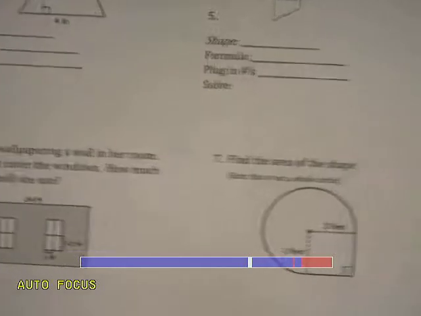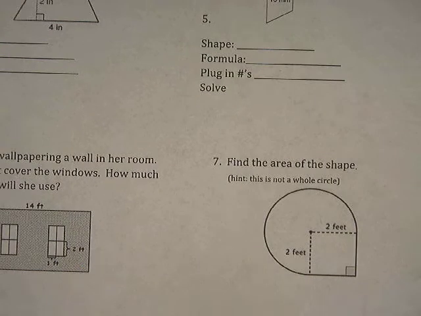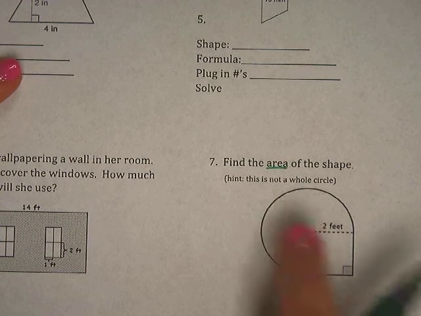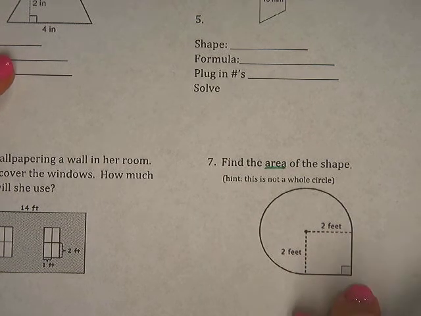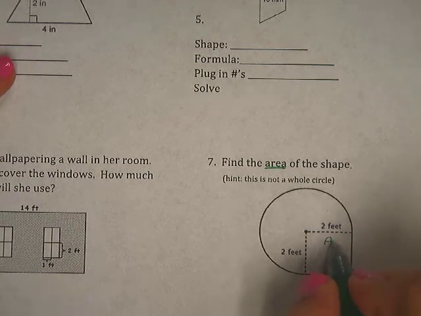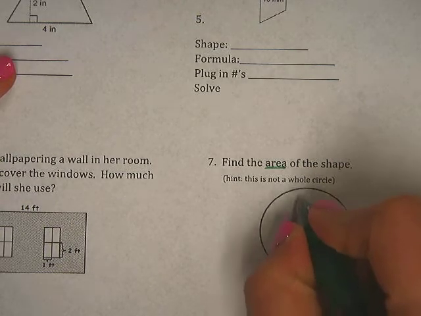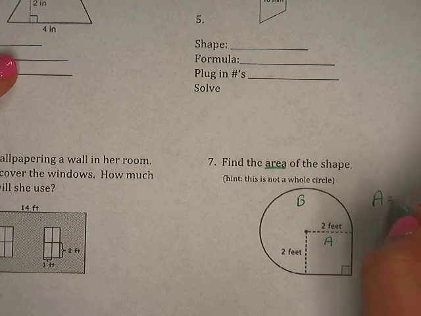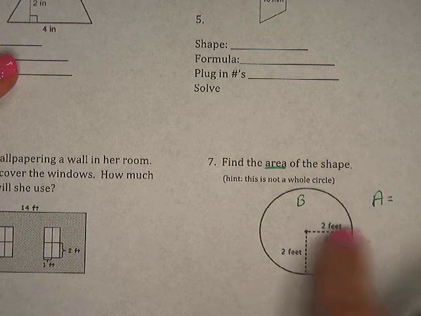Okay, we're going to look at question number 7 on the review because it's a little bit tricky. So it wants to know the area of the shape. And I look at the shape and I know that it is not any shape I've ever seen before, but I realize that shape A is a square and shape B is part of a circle. So I'm going to come over here and write shape A, and I know that shape A is a square because the sides are the same.